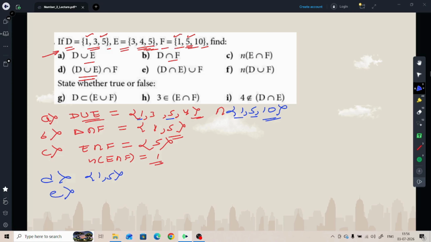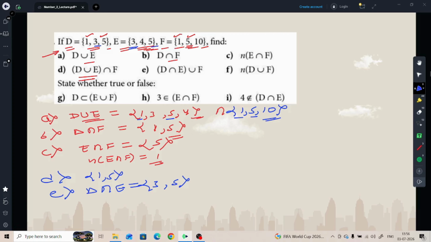Then E. E says D intersect E union F. So D intersect E, we haven't got it, but yeah, we can calculate it. D intersect E will be the common elements between D and E. So it will be 3 and 5. So you should do it step by step rather than just mugging it up at once.